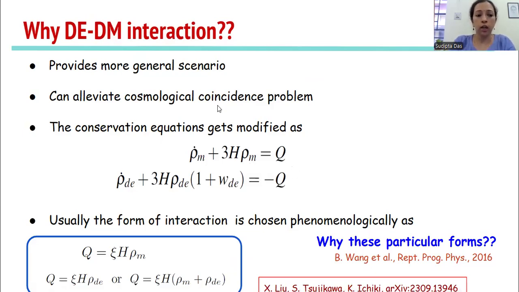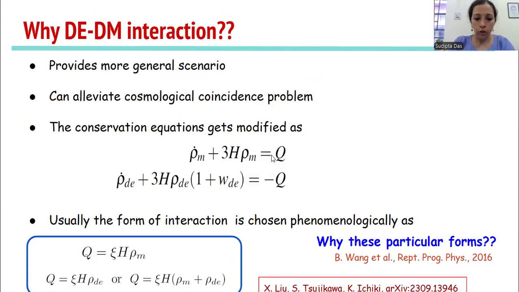Now, why do we want a dark energy, dark matter interaction? First of all, nothing is known about these two components. Interaction between the dark energy and dark matter components will provide a more general scenario. And also it can provide a solution to the cosmological coincidence problem. As I mentioned, the dark energy component becomes dominating very recently. So obviously, one question can arise: why does the dark energy component become dominating only very recently? If the two components are allowed to interact among themselves, then one can have an answer to this.